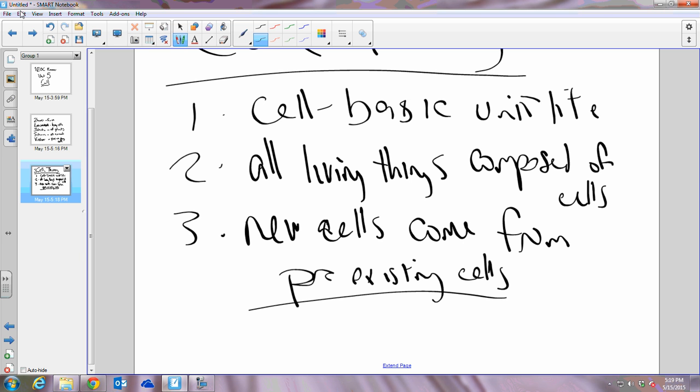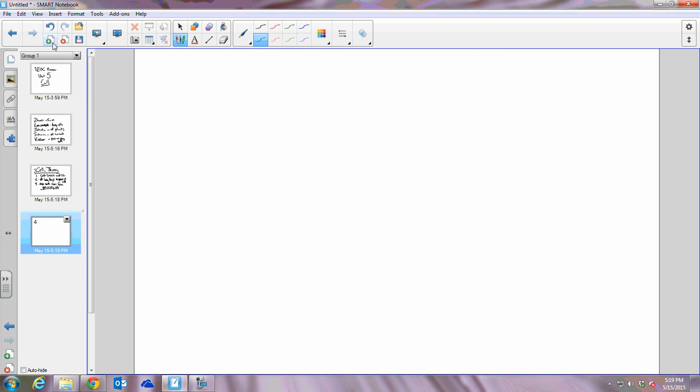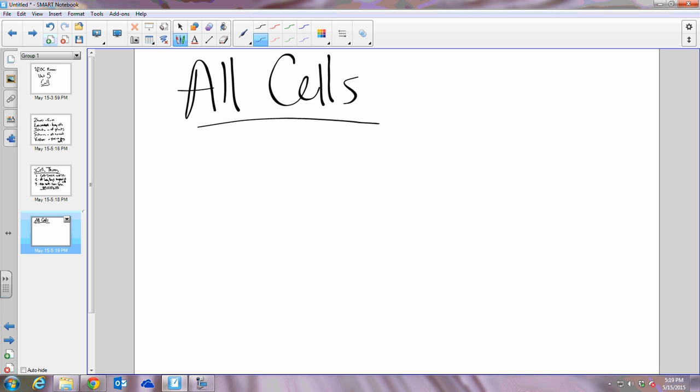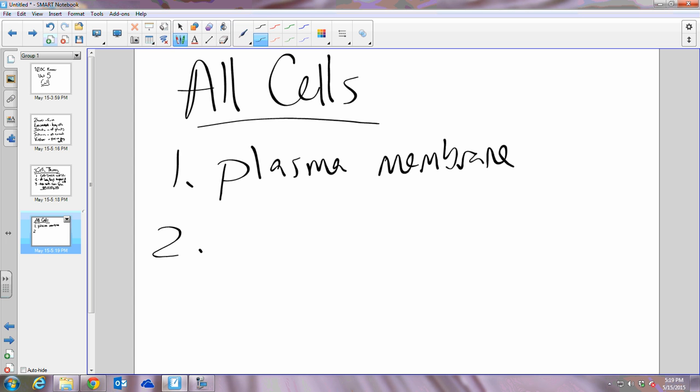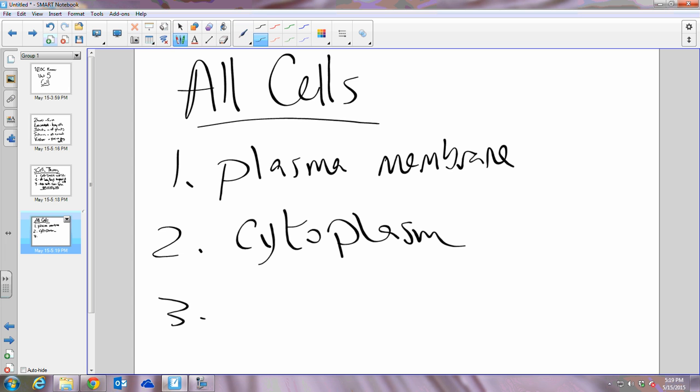Now, there are three characteristics of all cells, whether they're a bacteria or a brain cell. All cells have three things. First, a plasma membrane. Second, all cells have cytoplasm. And lastly, all cells have genetic material.